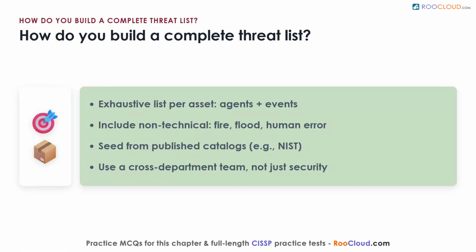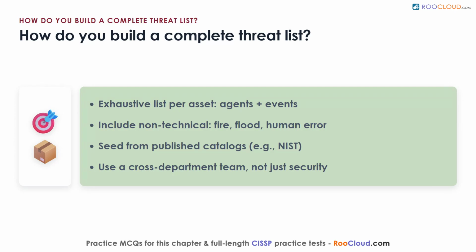How do you build a complete list of threats? By casting a wide net and using a team. Identifying threats means creating an exhaustive list for every asset, covering both threat agents and threat events from any source imaginable. Do not limit yourself to technology threats, because fire, flood, and human error all qualify.